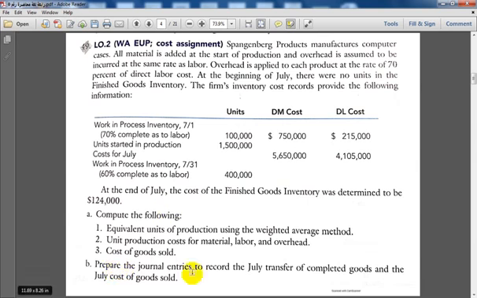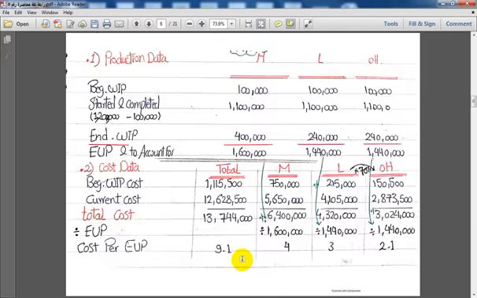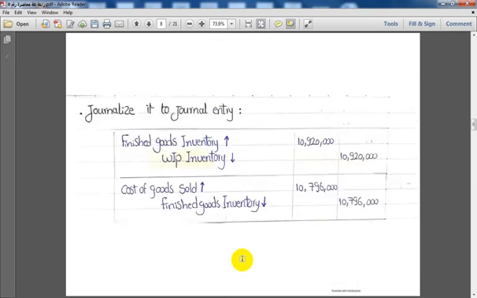Part B, the journal entry to record the July transfer of completed goods and July cost of goods sold. We assume that we use the perpetual inventory system, so we have to record two entries: finished goods inventory debit and work in process inventory credit. Cost of goods sold debit and finished goods inventory credit.